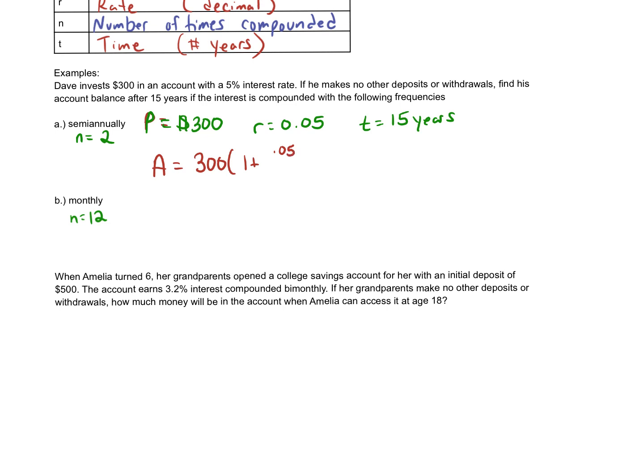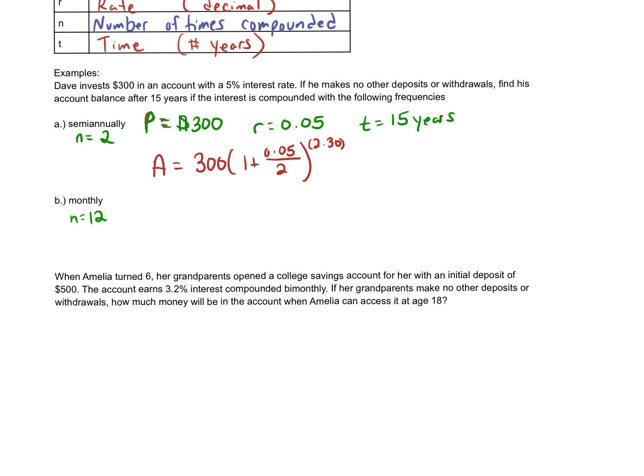So for this one, my A is equal to the principal, which is 300, times 1 plus the rate, which is 0.05, divided by 2, to the power. Now, what I do is N times T, which is 2 times 15. I like to go ahead and put those in their own little separate set of parentheses. That will alleviate any issues you might have with putting in the wrong parenthesis or getting the wrong value.